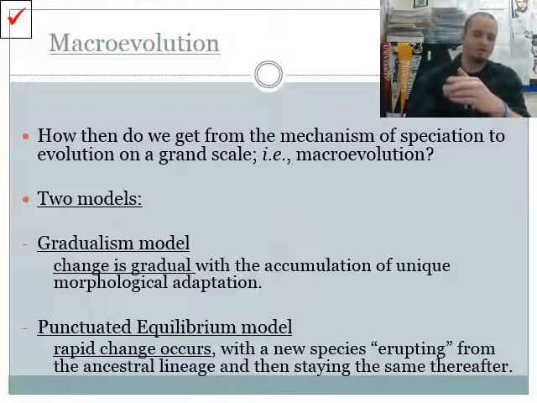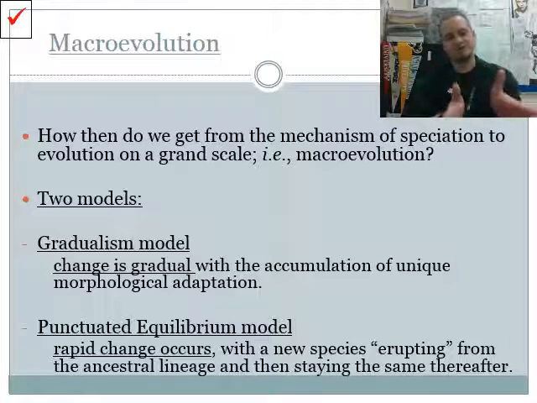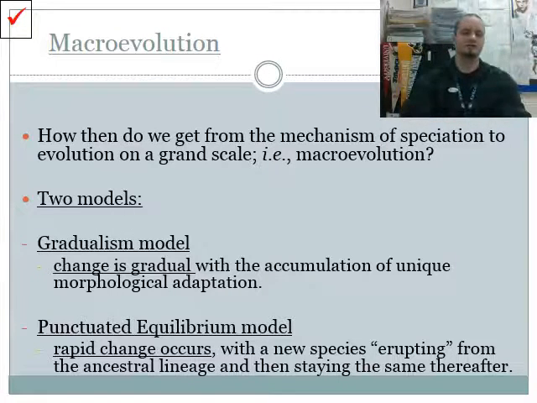Or you could go via punctuated equilibrium, where a rapid change occurs, resulting in a new species erupting from the ancestral lineage and then staying the same thereafter. So it'd be like blue butterfly, blue butterfly, blue butterfly, poof, purple butterfly. And then now we have two, a blue and a purple.